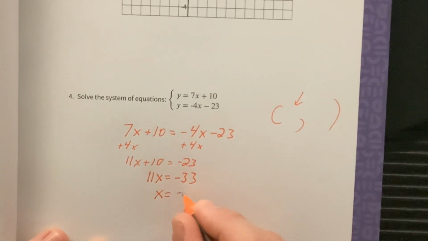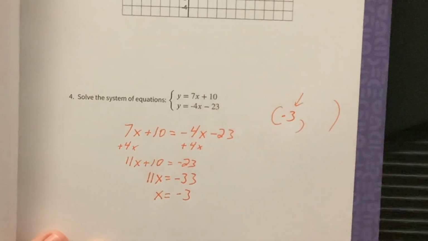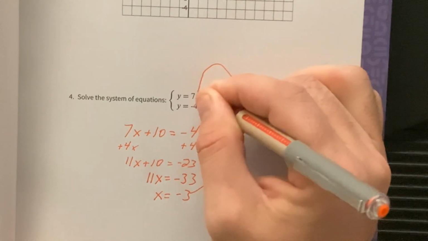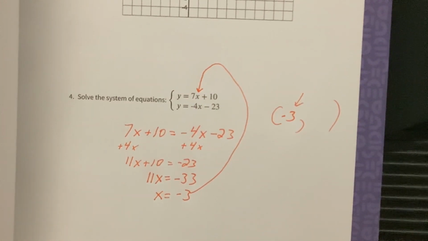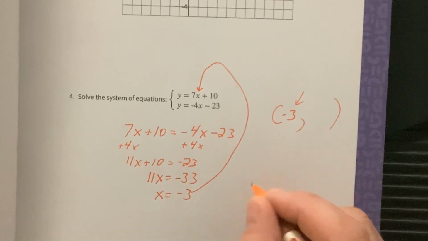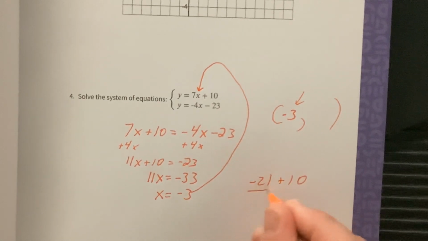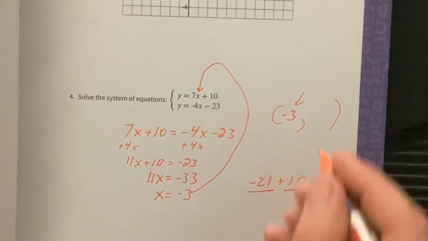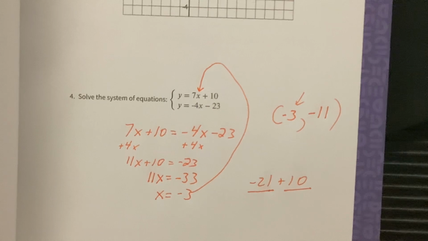Negative 3, right? Now that's only half of your answer. I also need to know the y coordinate, so you simply plug that back into either equation. Let's plug it into the top. 7 times negative 3 plus 10. So 7 times negative 3 is negative 21 plus 10. Negative 21 plus 10. So you owe somebody $21. You pay them 10. How much do you owe them now? Yeah, you owe them $11. Negative 11 is correct.